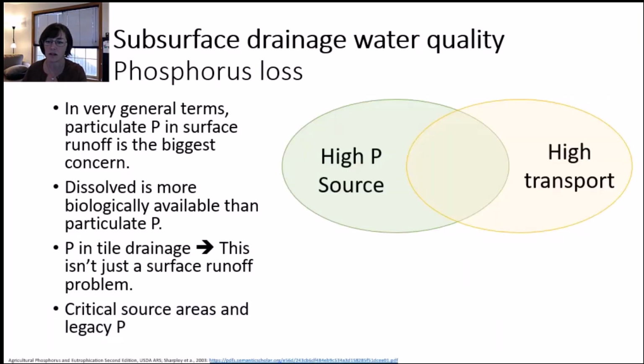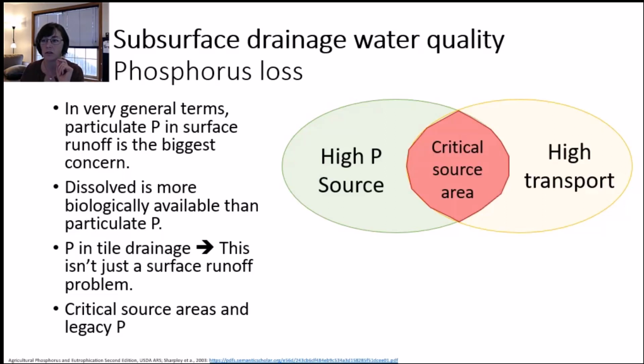To cause an environmental problem or concern, there are two things that need to happen together with phosphorus. There has to be a high source of phosphorus, that is a soil that has a very high soil test phosphorus level, or great over-applications of manure to a system. And that high source of P has to be overlapped with a high transport factor. Problems occur when these two factors come together.